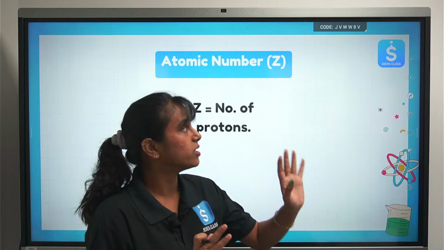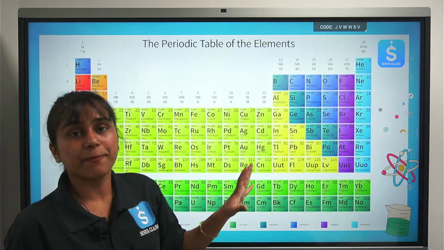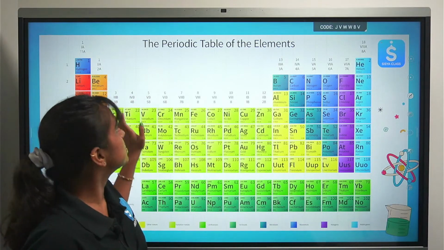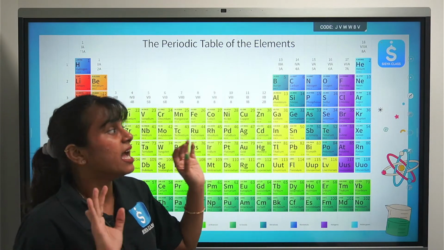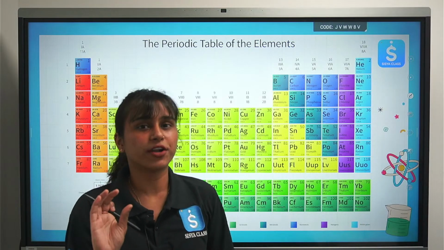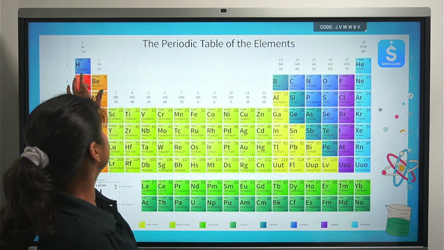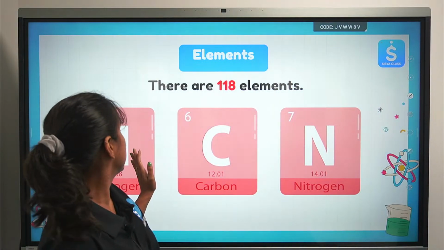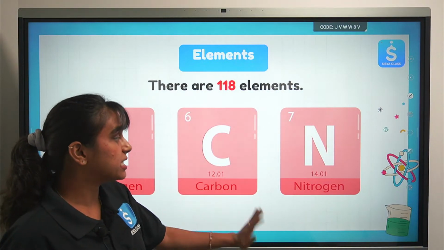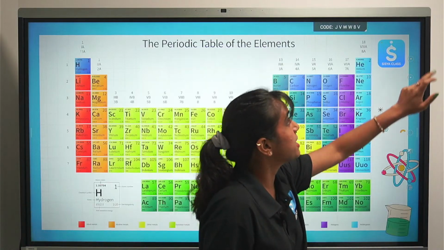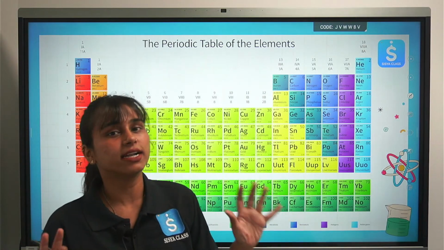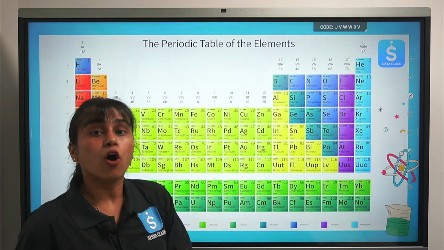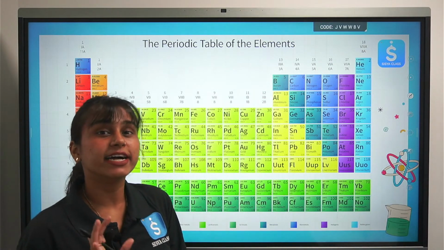I hope you saw this table and understood what it shows. This table shows that you have 118 elements, and it shows the symbol allotted to all the elements. See, hydrogen is given by H, like in the previous slide as well. Carbon is C, nitrogen is N. Certain symbols are allotted to all the 118 elements. You can see helium, lithium, beryllium, all the chemical symbols are allotted to all the elements.